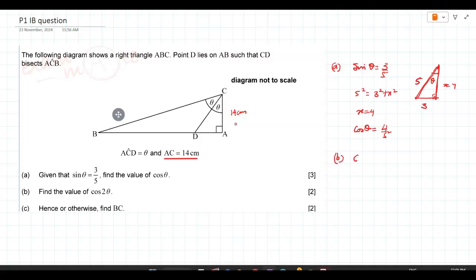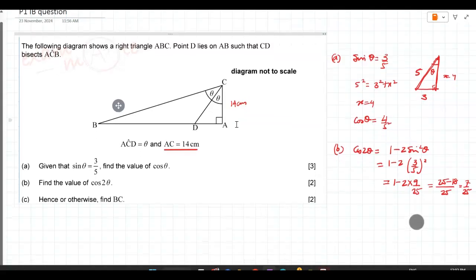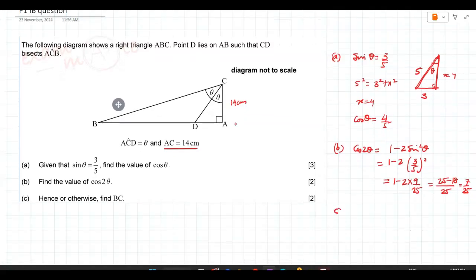Now part B, cos 2 theta is 1 minus 2 sin square theta. You can apply the double angle. You can use cos square theta, but you don't know if your cos square or cos theta is correct. Very good. So 9 over 25, so 25 minus 18, correct, upon 25. That's how much? 7 over 25. 7 over 25 is your part B. Correct.